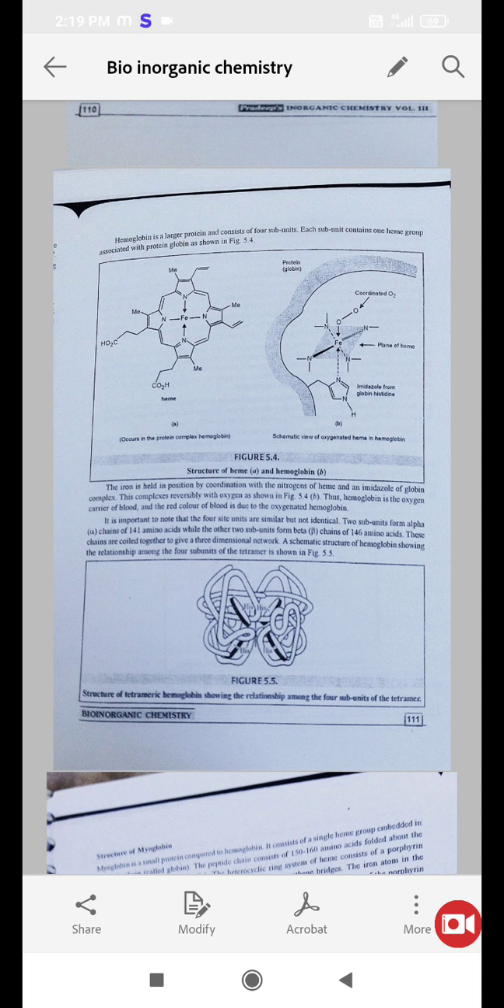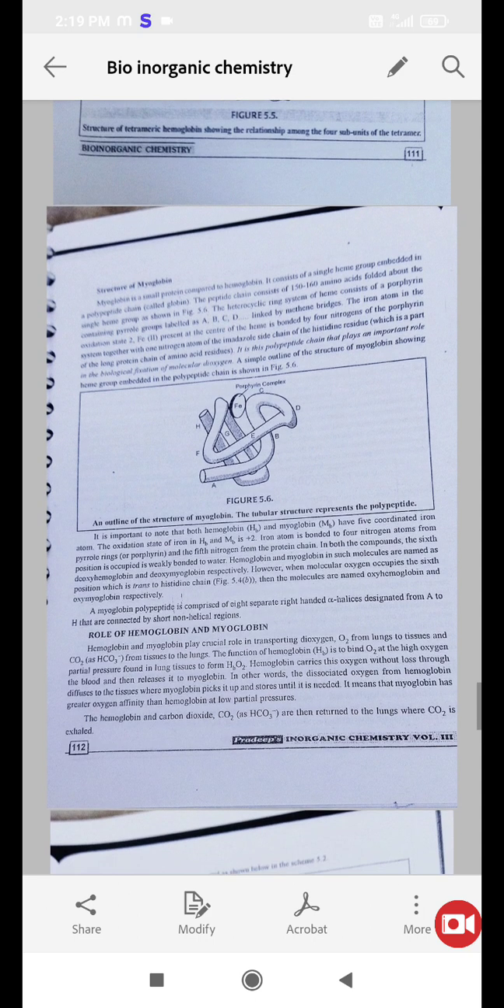Thus, hemoglobin is the oxygen carrier of the blood and the red color of blood is due to the oxygenated hemoglobin. It is important to note that the 4 subunits are similar but not identical. 2 subunits form alpha chains of 141 amino acids, while the other 2 subunits form beta chains of 146 amino acids. These chains are coiled together to give a 3-dimensional network. A schematic structure of hemoglobin showing the relationship among the 4 subunits of the tetramer is shown in figure 5.5.